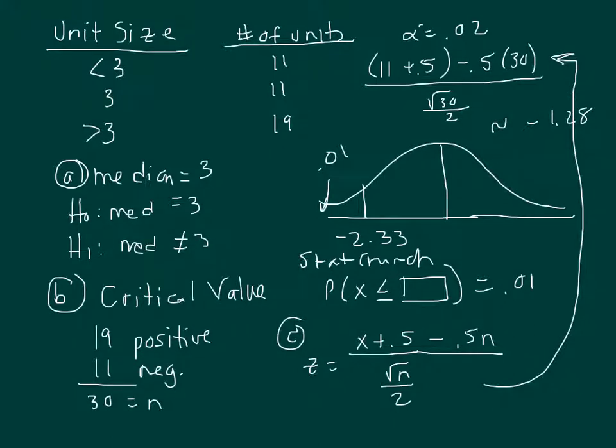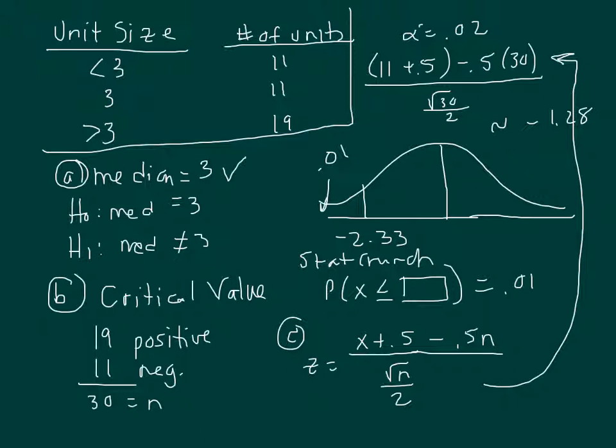This is problem 2 in 13.2, and you've got a renters organization claiming that the median number of rooms in renter-occupied units is 3. So this is the data that's given. You've got 11 units that have less than 3 rooms, 11 units that have exactly 3, and then 19 that are greater than 3.